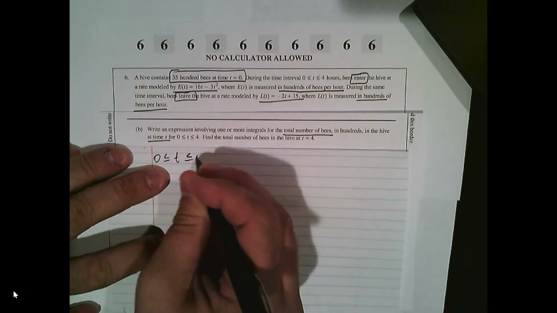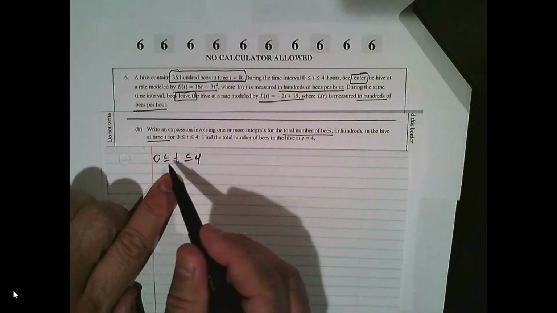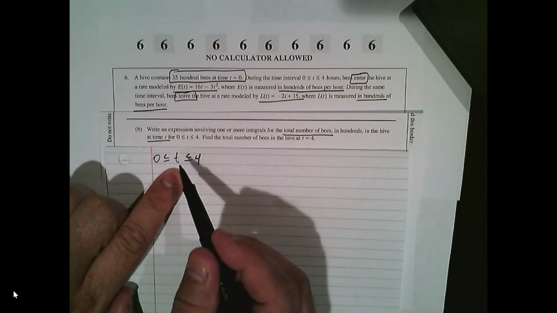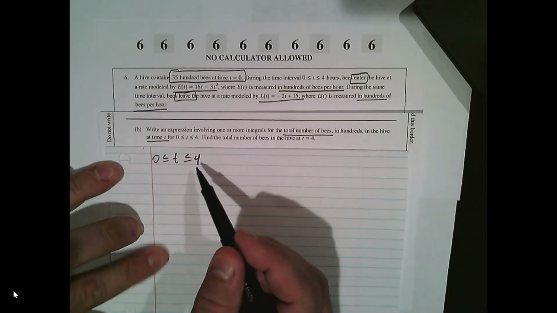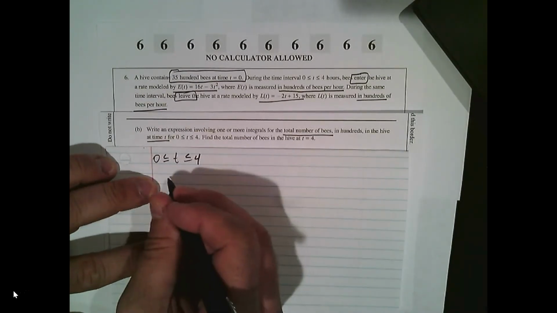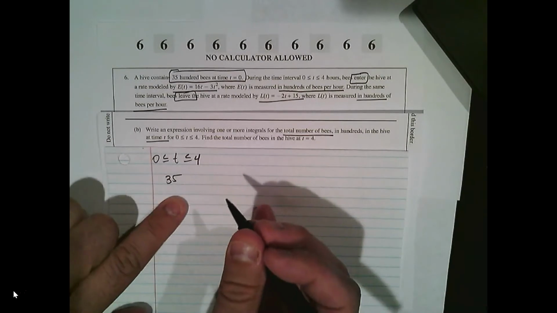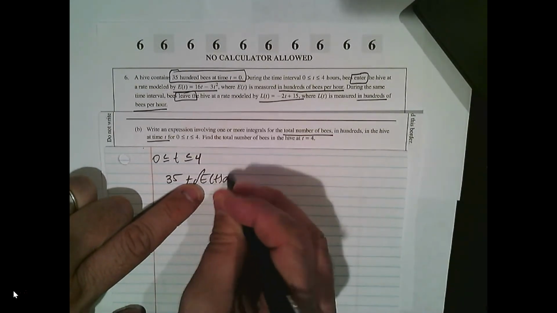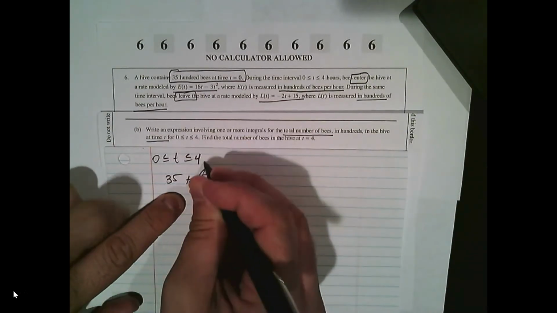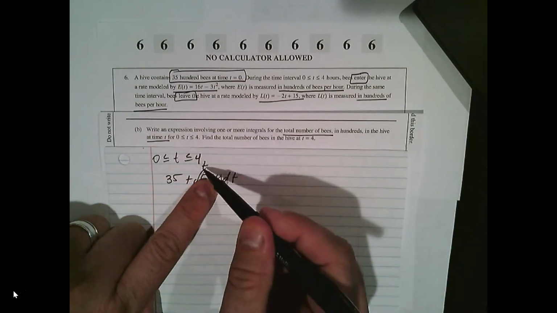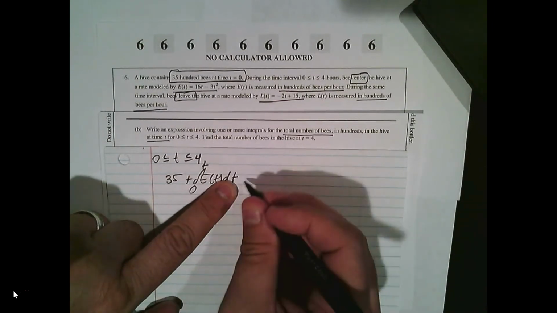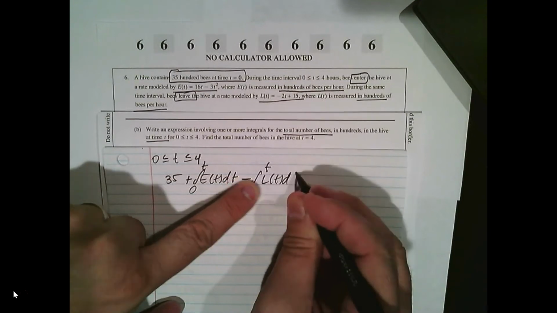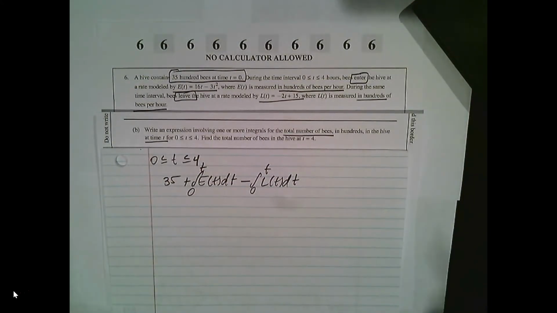What we're looking for is an integral that will work for any value of t from 0 to 4. Not at a specific value, but at any value. Well, how many bees are going to be there? It's your initial condition of 35 plus the integral of E(t) dt from 0 to t, where t is between 0 and 4, minus the integral from 0 to t of L(t) dt.